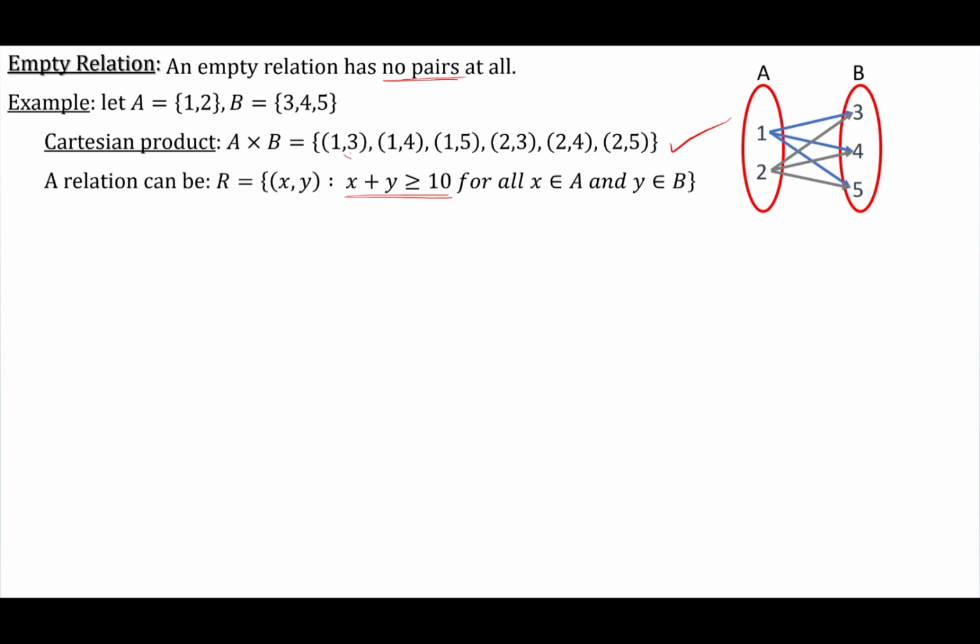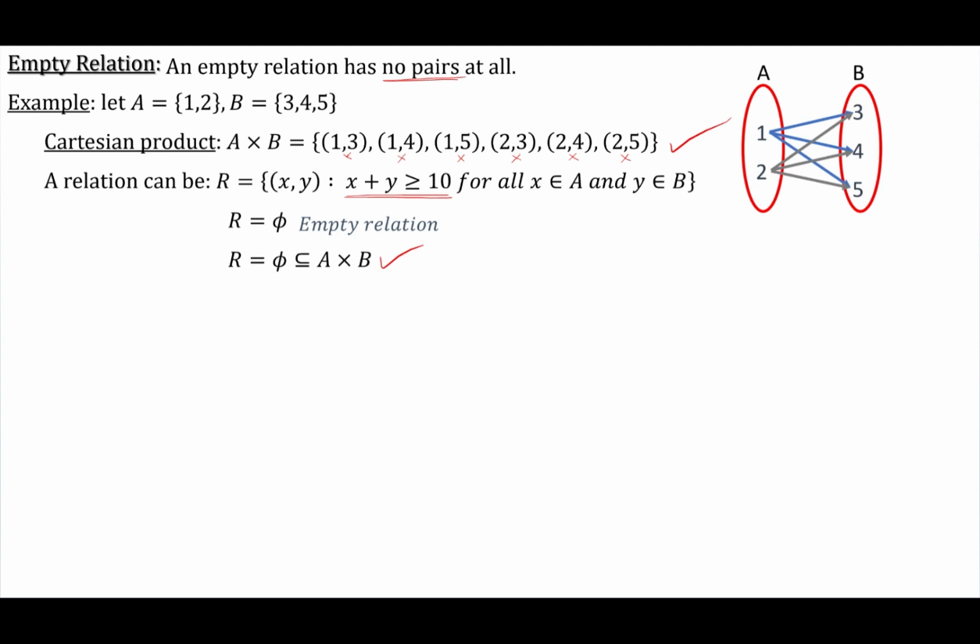1 plus 3, 4, less than 10. 1 plus 4, 5, no, less than 10. 1 plus 5, 6, less than 10. 2 plus 3, 5, which is less than 10. 2 plus 4, 6, which is less than 10. 2 plus 5, 7, which is less than 10. So in this relation, I do not have any connections. That is why it is called an empty relation, which is also a subset of the Cartesian product.